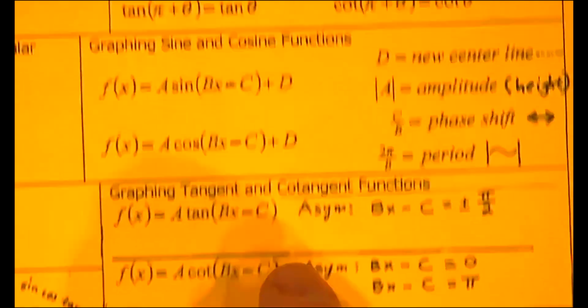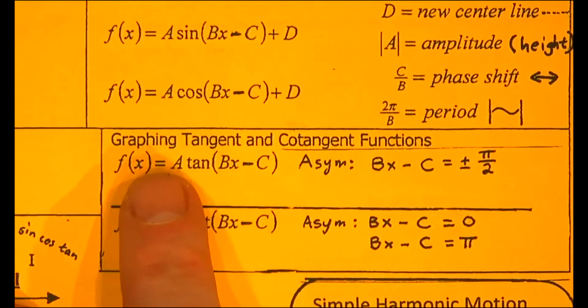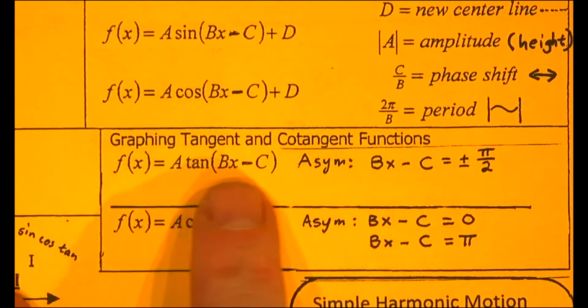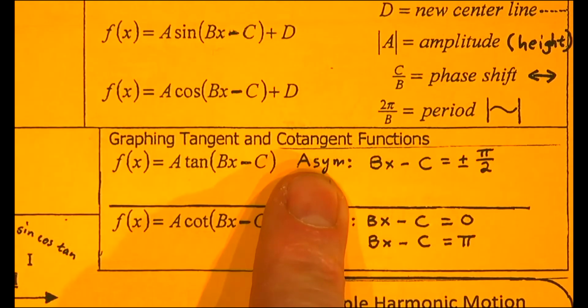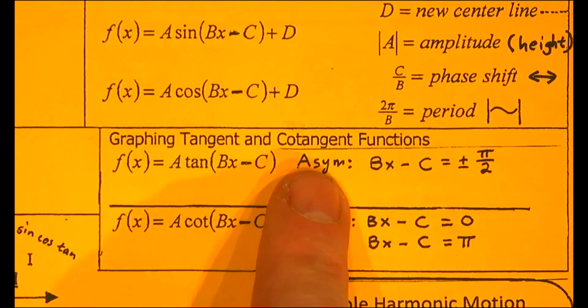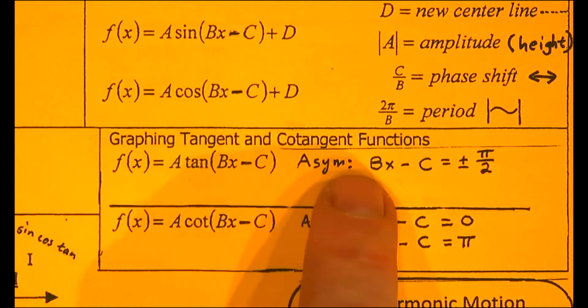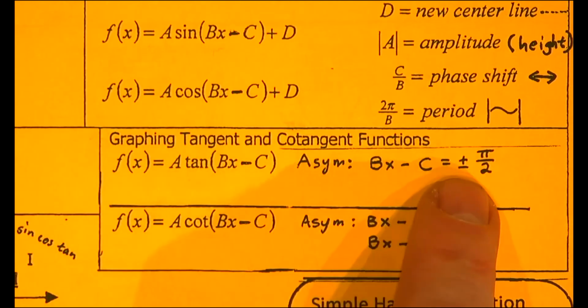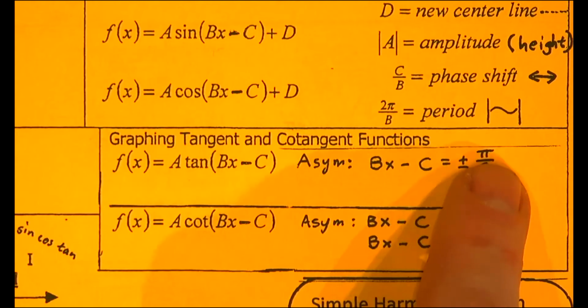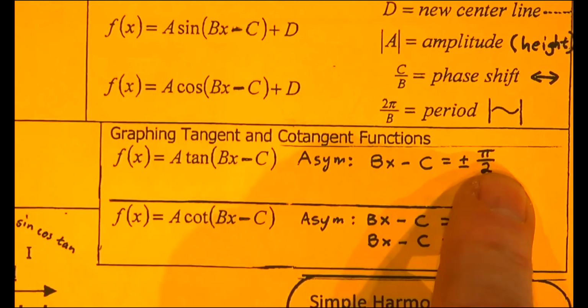So how do I do that? Let's turn over. Remember we had a rule for sine? Here's tangent. Graphing tangent and cotangent. The trick is to find the asymptotes, the imaginary lines a graph gets close to. And you just look at everything in here, bx minus c, whatever's here, you just set it to plus or minus pi over 2, which is 90 degrees. Here, let's try this out.